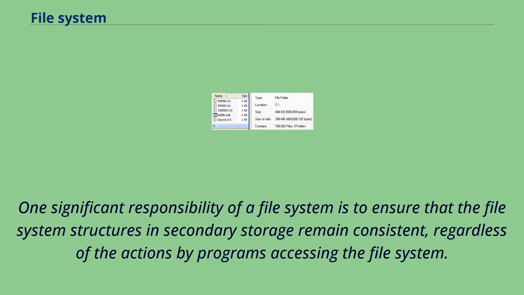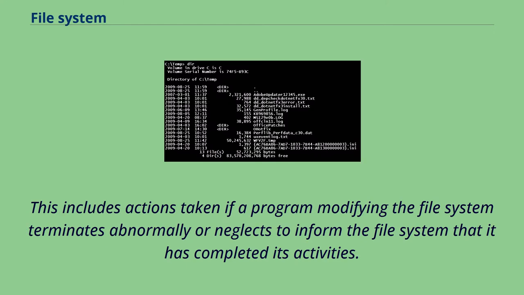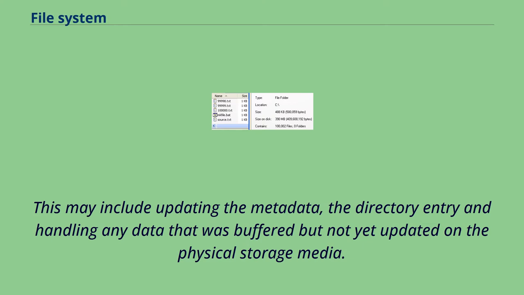One significant responsibility of a file system is to ensure that the file system structures in secondary storage remain consistent, regardless of the actions by programs accessing the file system. This includes actions taken if a program modifying the file system terminates abnormally or neglects to inform the file system that it has completed its activities. This may include updating the metadata, the directory entry, and handling any data that was buffered but not yet updated on the physical storage media.